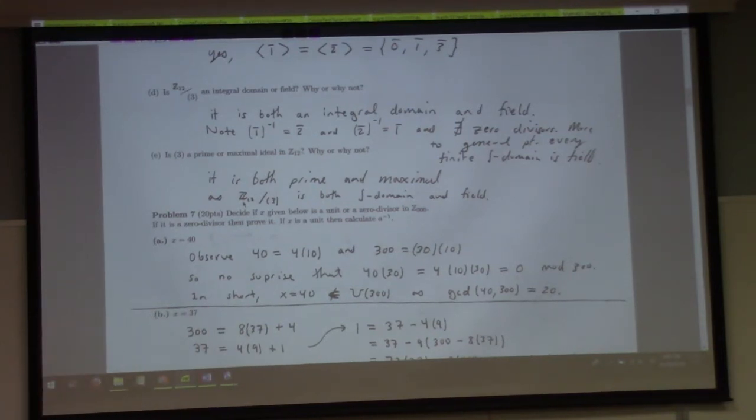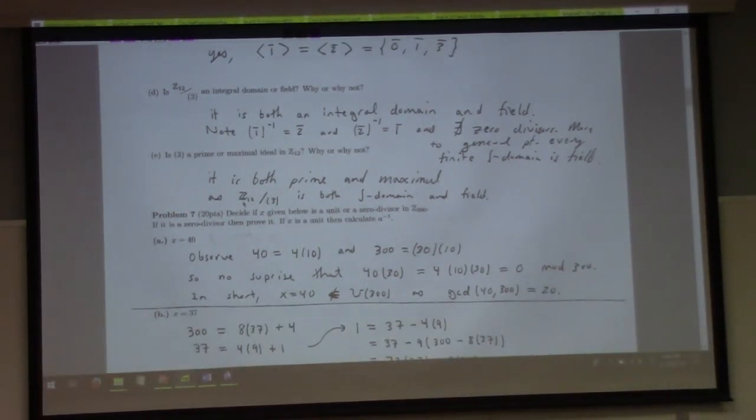Well, 37 is prime, isn't it? And it's not a factor of 300 either, is it? No. And so we can run the usual song and dance, which only has 2 steps in this case. And out pops the inverse.